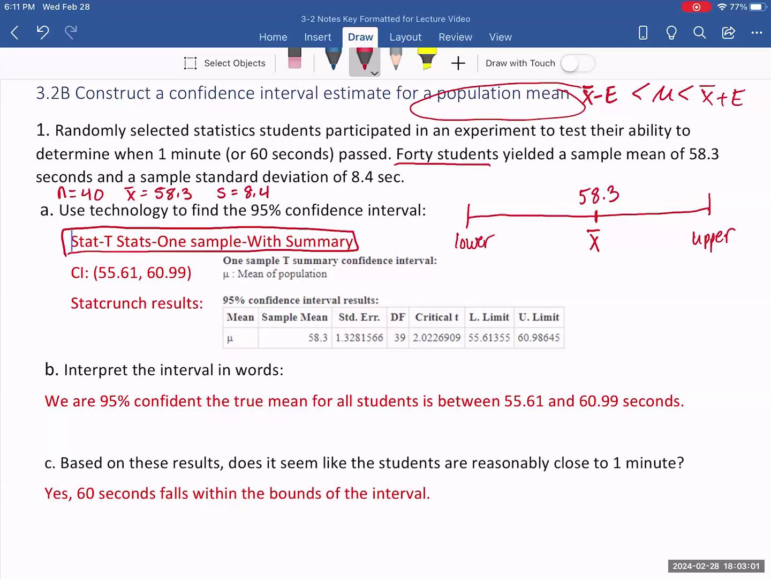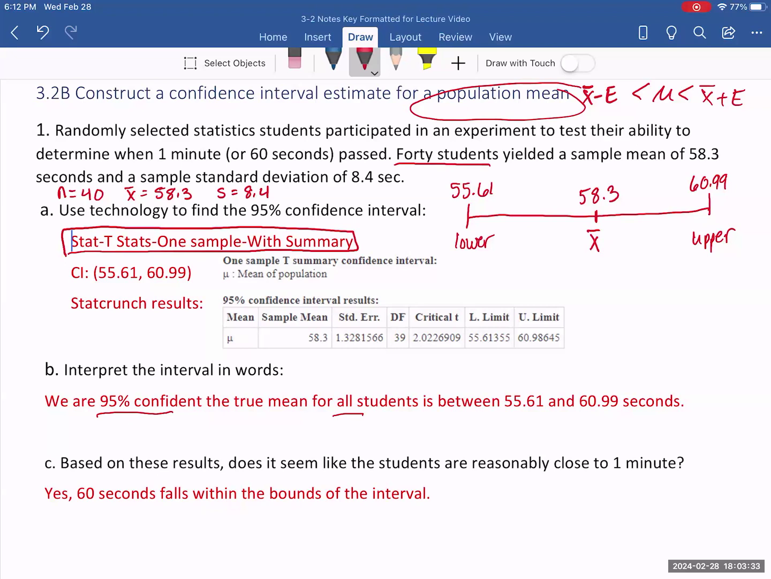Our lower limit is 55.61, and then our upper limit is 60.99. So there's our confidence interval. And so we're saying we are 95% confident the true mean for all students is between 55.61 and 60.99 seconds.